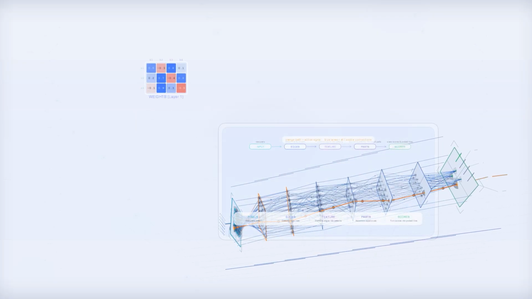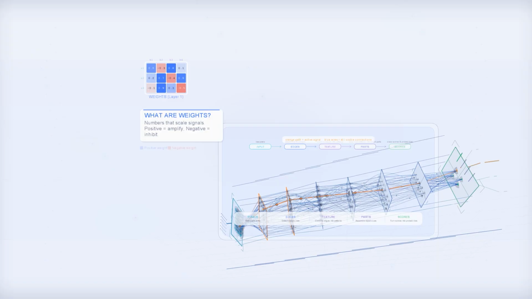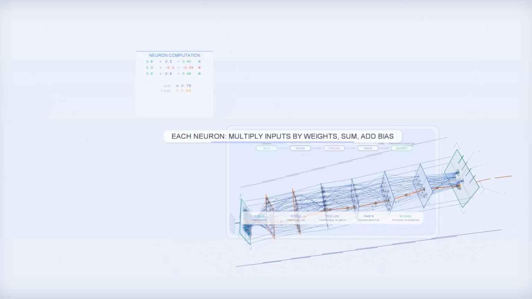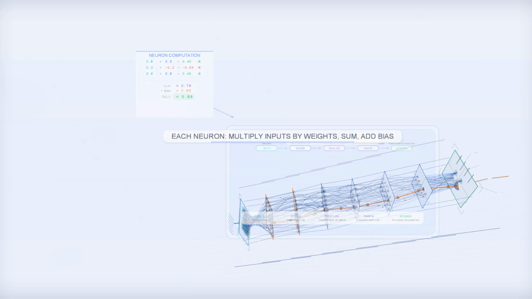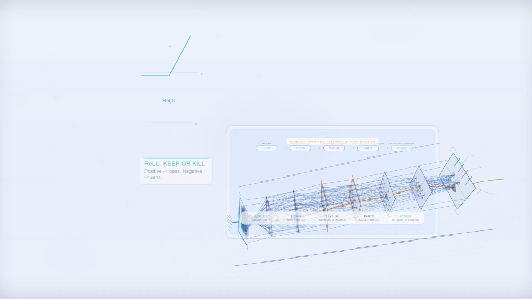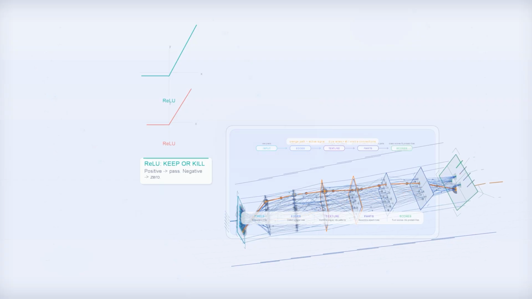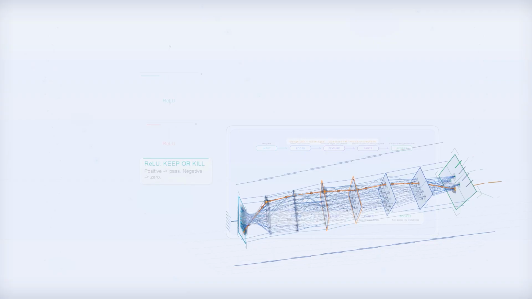Between the blocks, the wires carry weights, numbers that scale the signal. Positive weights amplify, negative weights inhibit. Each neuron multiplies its inputs by weights, sums them up, and adds a bias. Then an activation function decides: pass the signal or block it. ReLU is the most common. Positives pass, negatives become 0.